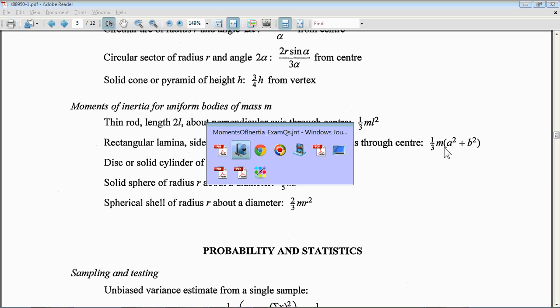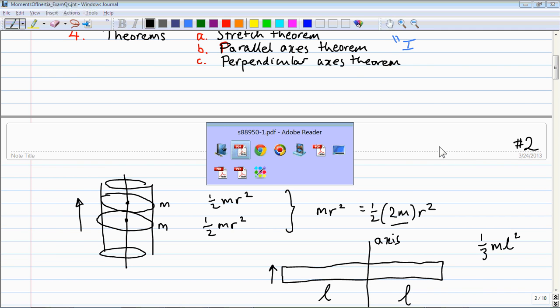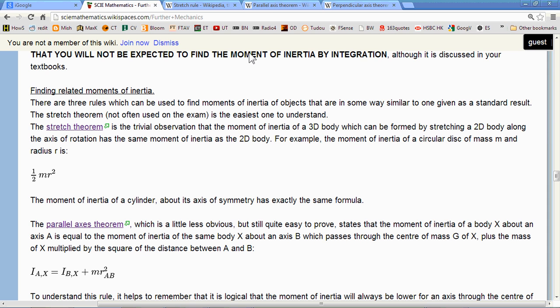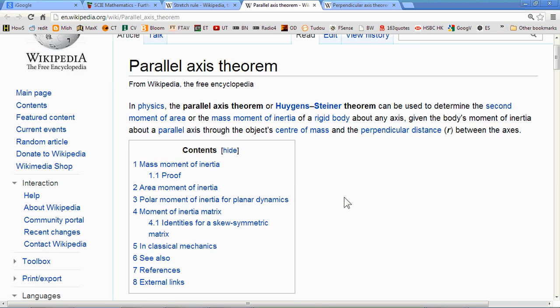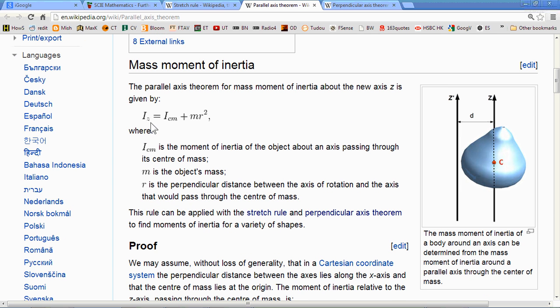Well, anyway, there's a little bit more to that. Now the other two theorems, I did open the Wikipedia pages, didn't I? I don't know if this is really very useful. The parallel axis theorem, here it is, if you can see it, is basically written like that. So I_Z equals I_CM plus MR squared.